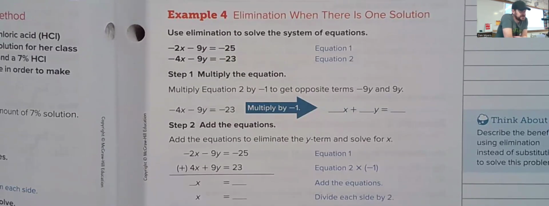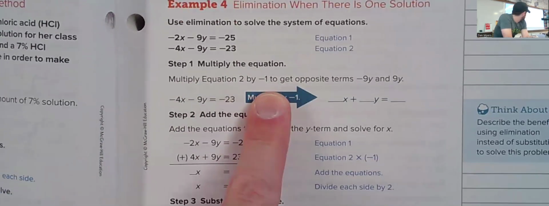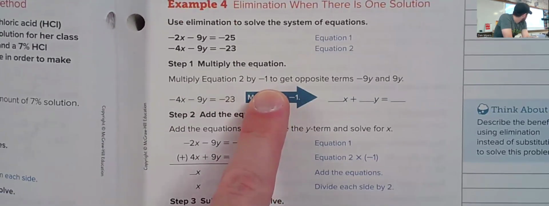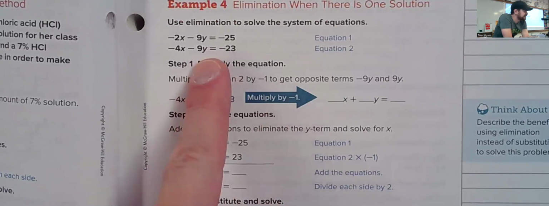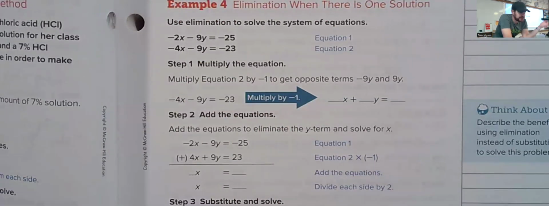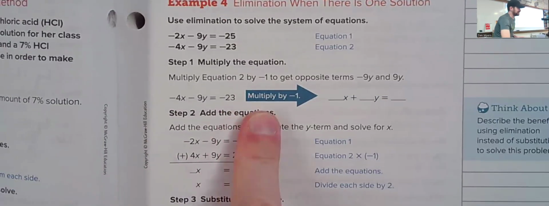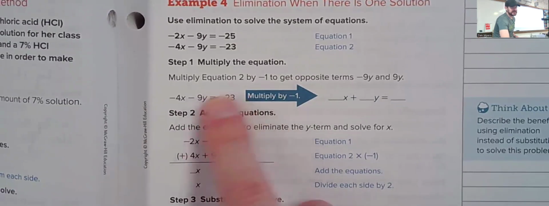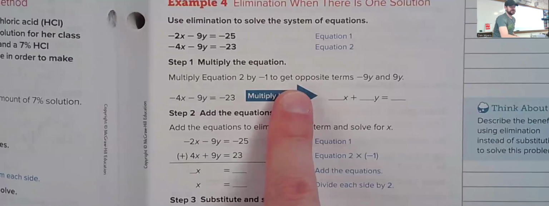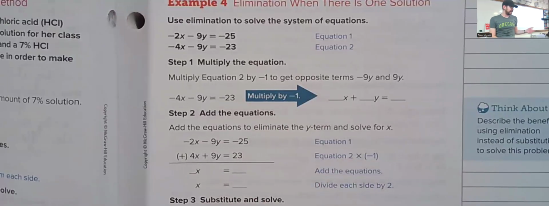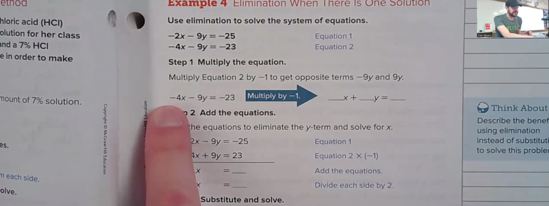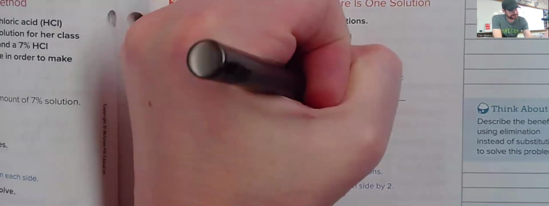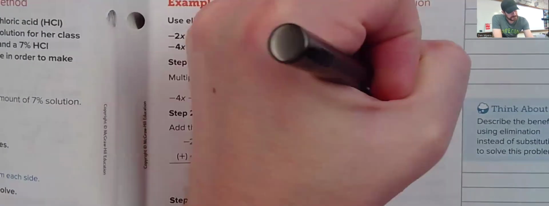And this one tells you, now I don't really understand why it's doing this when it already told you that you can have the same or opposite values. I mean, I know why they're doing it, but I'll show you what they're talking about anyway. You don't have to do this step, first of all. This step here is not entirely necessary. You can. So it says multiply the second equation by -1 to get opposite terms, -9y and +9y. So if we do that, that's going to be positive 4x plus 9y equals 23.